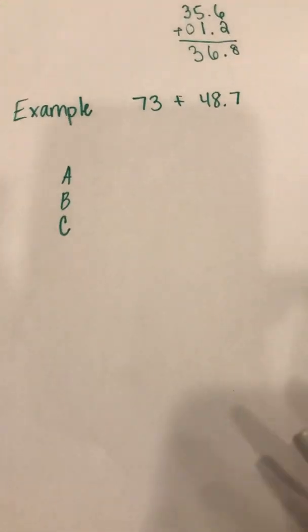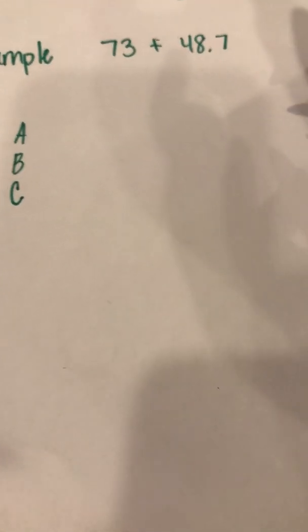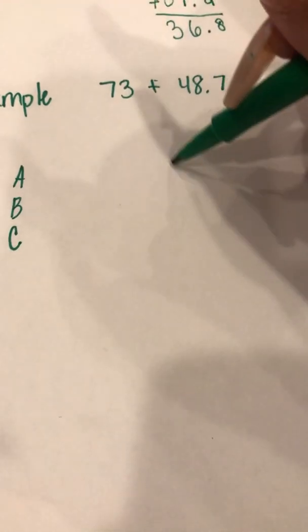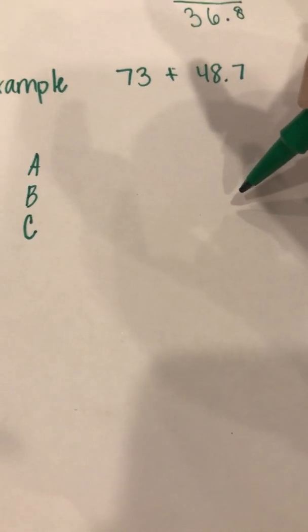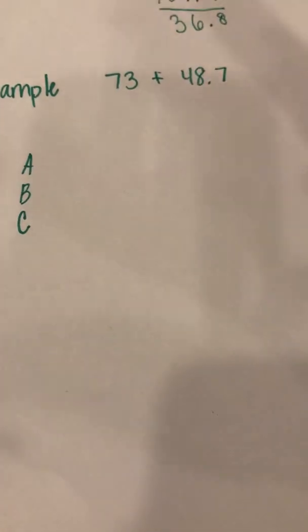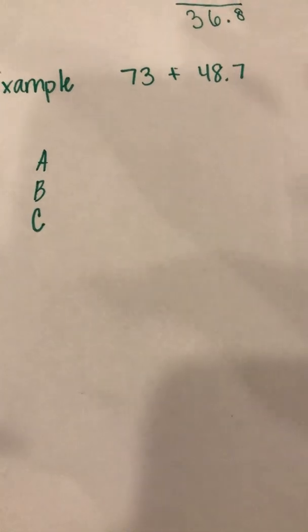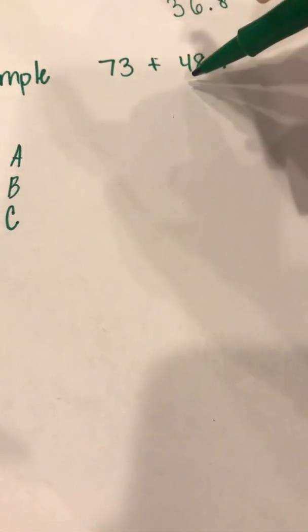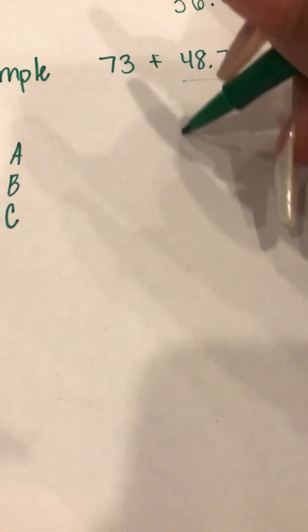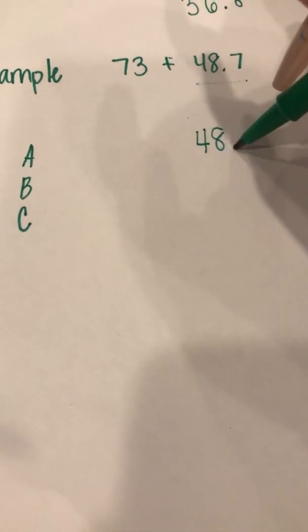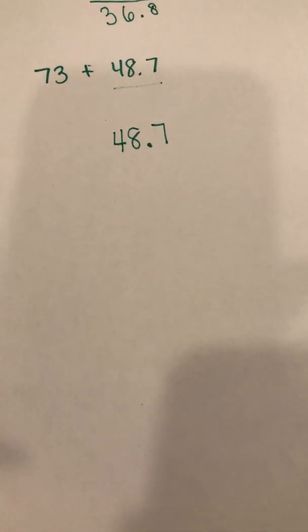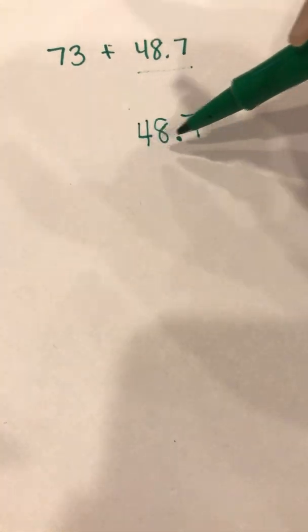Let's go ahead and do example number 2. Example number 2 says 73 plus 48.7. So first thing I'm going to do is write the number with the most digits on top. Because this is addition, this step is so important. I'm going to write this number on top. So I have 48.7. Now, because this is addition, it doesn't matter if you're putting the smaller or the greater number on top. I just put the number with the most digits because it's easier for me to line it up.